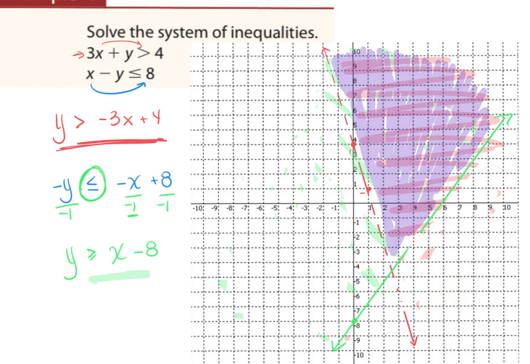I'll tell you the things that I'm looking for. I'm looking for your y-intercept and your slope to be correct and that it is dashed. I'm looking for y-intercept and slope and that it's solid. And then I'm looking for that you shaded where they cross over significantly so that I know that is your answer.